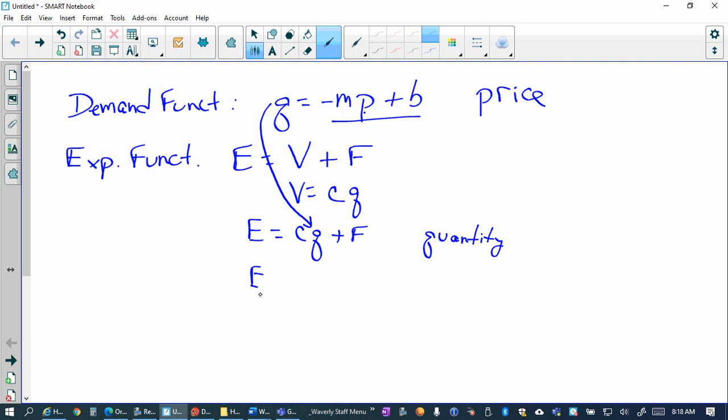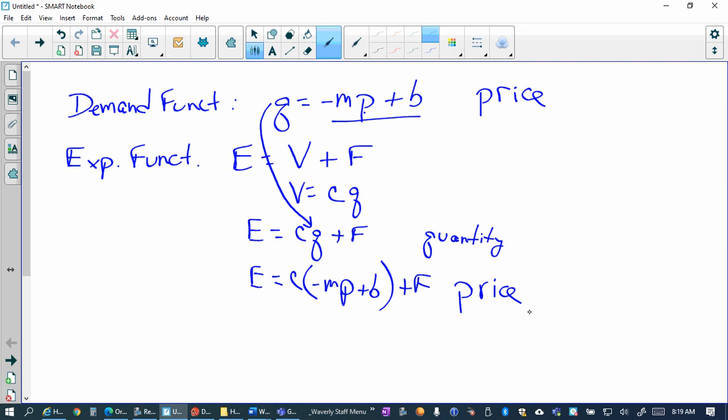This stuff, plugged it in, right? So then we did like E equals C times whatever that demand function was, negative MP plus B, and then the part you forgot to do on the homework was, right? After you distributed, right, you got to add that in. So now you got your expenses in terms of the price, right? Instead of in terms of quantity.